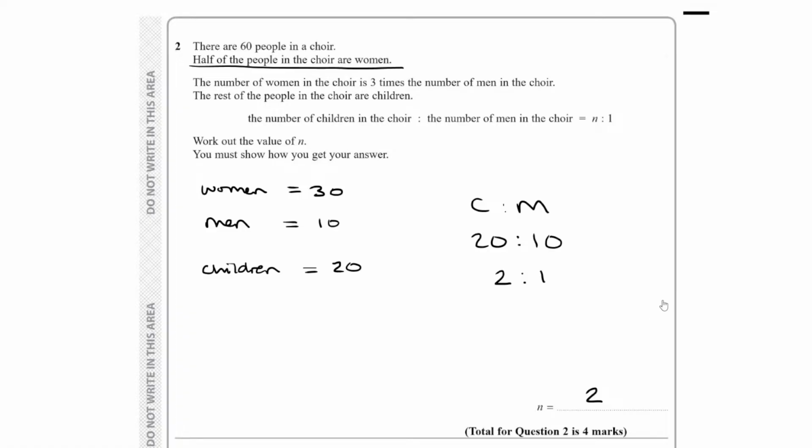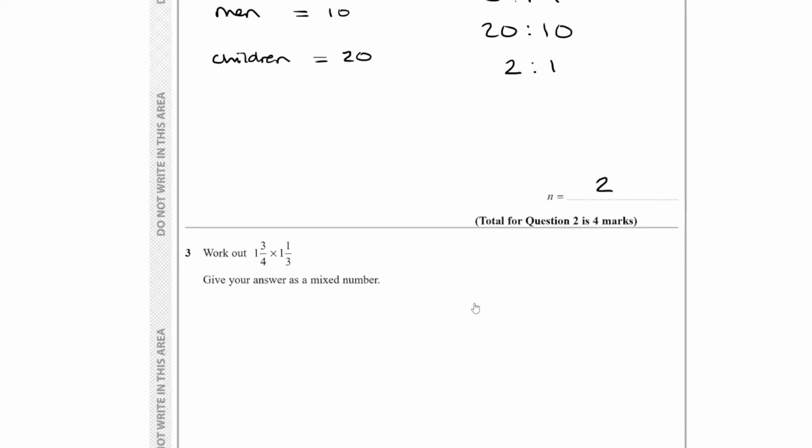So this is just a bit of ratio, a bit of general arithmetic is what I'd class this as, I guess, just working out, interpreting the wording into maths. Okay, so 2 should be the answer there.